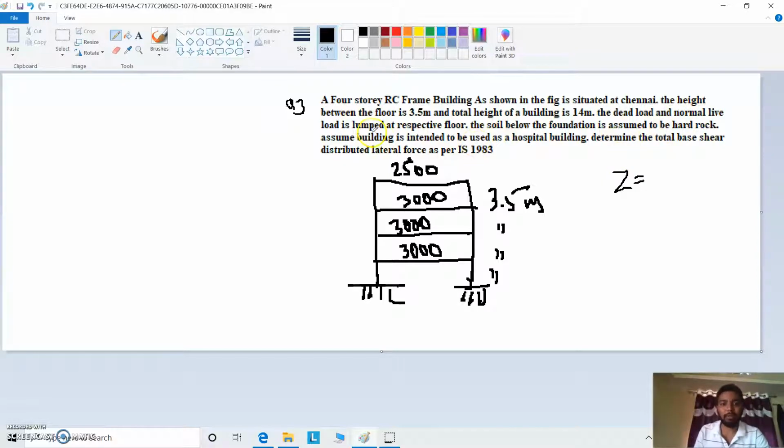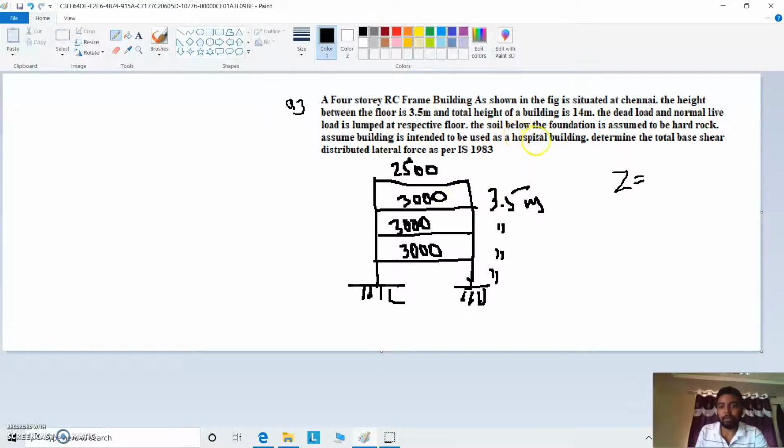The height between the floors is 3.5 meters, and each of these is 3.5 meters here, and the total height of the building is 14 meters. 3.5 into 4 will be 14 meters. The dead load and normal live load is lumped at the respective floors, so here they have given the total load. So here no need to calculate live load on the floor. Here they have given directly the total load on roof and on each floor.